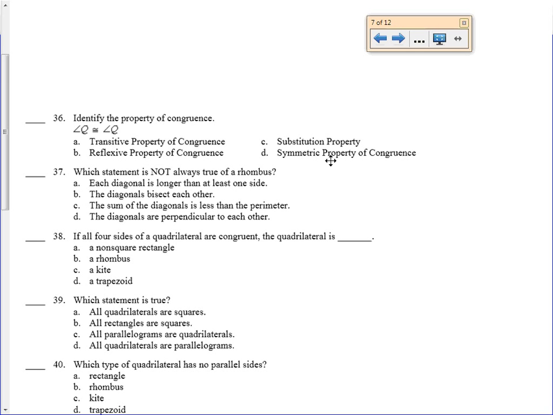37. Look on your answer sheet right there. A. Each diagonal is longer than at least one side. If all four sides of a quadrilateral are congruent, what's the object? Rhombus. All four angles are congruent? No. Rectangle. All four sides and all four angles, that's what makes something a square. So what was 36? B. What was 37? 38? B.